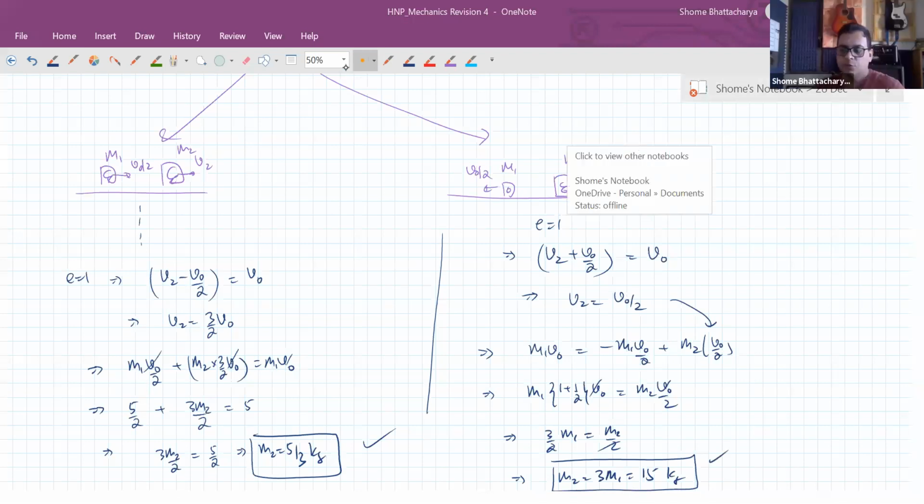That's the only thing we have to be careful about in this question. And also, you can always use this trick that separation velocity is equal to approach velocity, instead of doing the kinetic energy conservation.